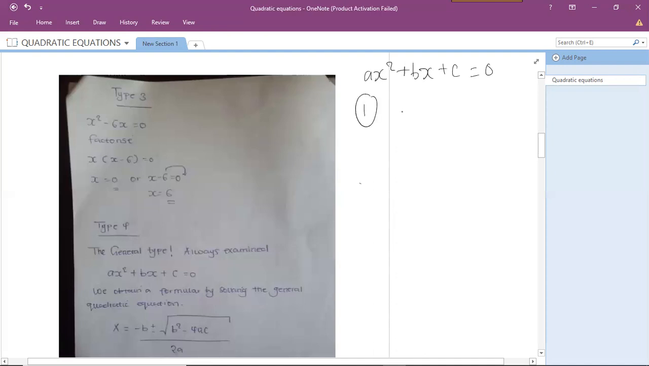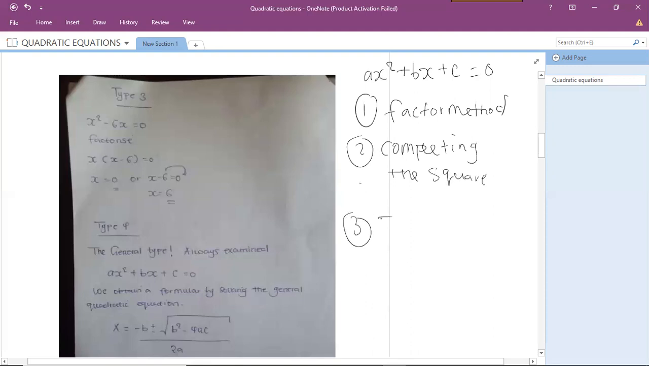You can solve it using the factor method. You can solve it using completing the square. And you can also solve it using the formula method. The formula method comes from the completing the square method, and this one is the one that's examined.